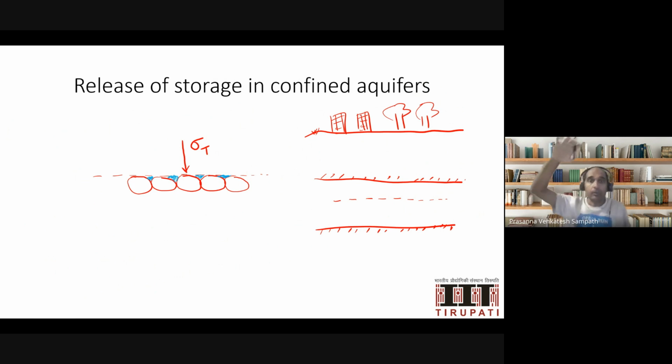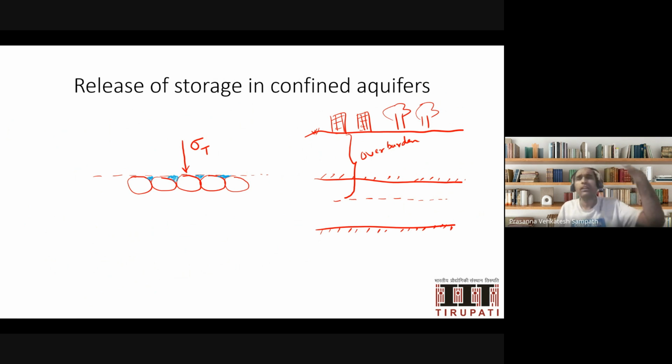The weight of all of that is acting down on this imaginary surface, right? So this portion that is above this imaginary surface, you can call it the overburden. This overburden is acting downwards, and if you think of the stress that is acting on this surface, I'm going to denote that by sigma t. And that is the total stress acting on this imaginary surface due to the overburden that is present above it.